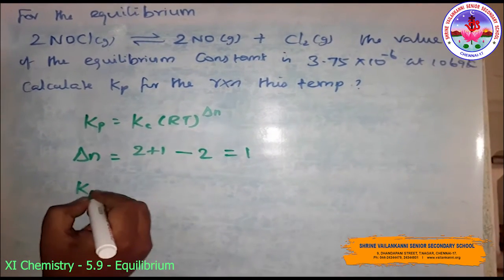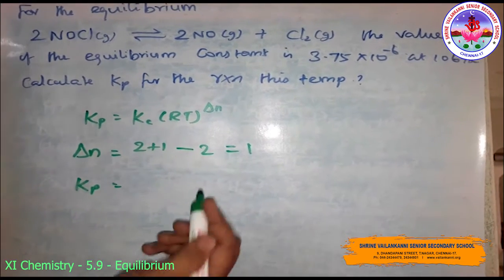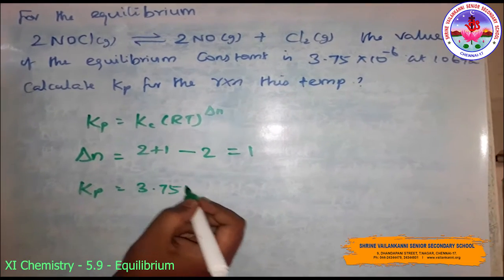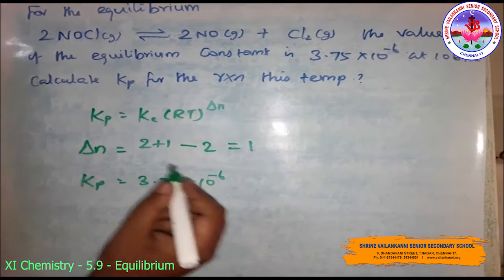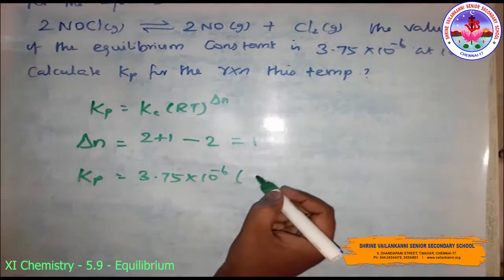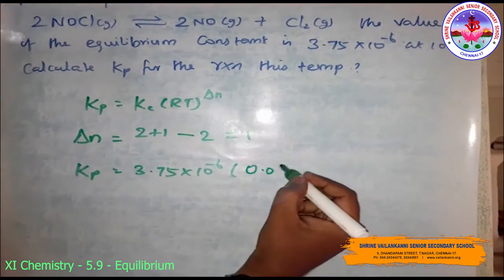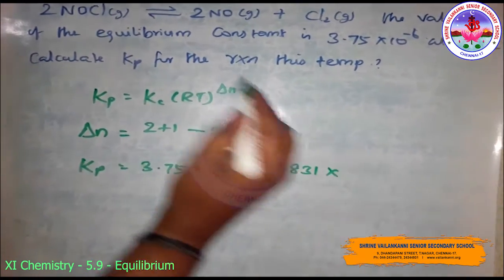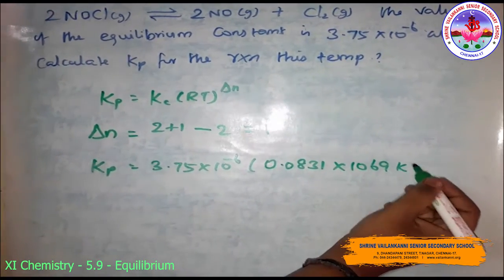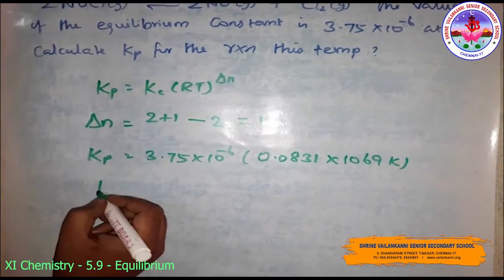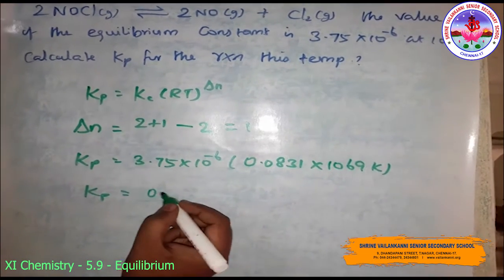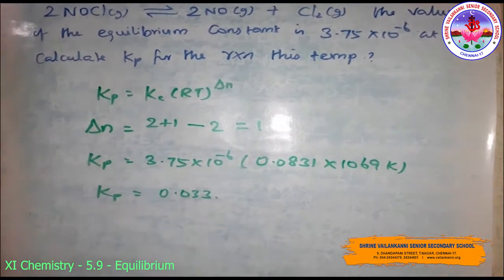Now we can calculate the Kp. Kp is equal to Kc. Kc is already given, that is 3.75 x 10^-6. Then R, the gas constant for pressure, so you have to use 0.0831, into temperature, here 1069 Kelvin. So Kp is equal to, after simplifying this, we will get 0.033.